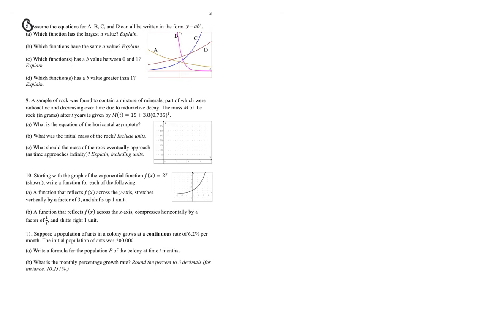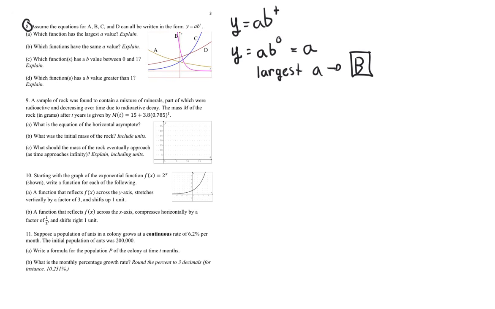Okay, number 8. Which function has the largest a value? So we have y is equal to a b to the t. So our a value we know is our initial value. So when t is equal to 0, a b to the 0, that's just equal to a. So the one with the largest a is going to be number b, because it's the highest when t is equal to 0.